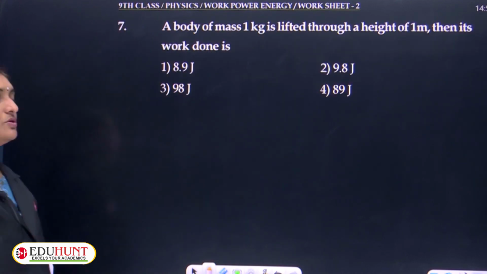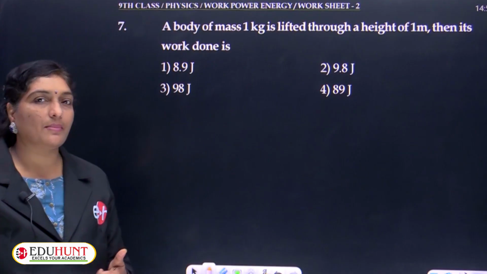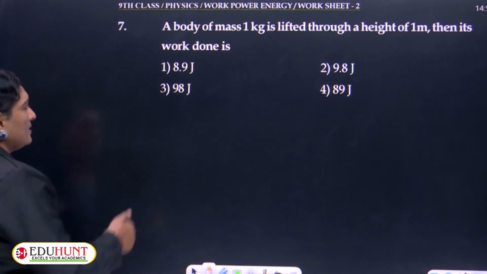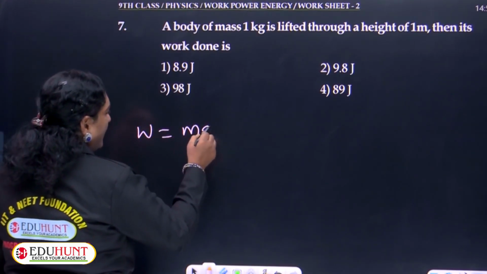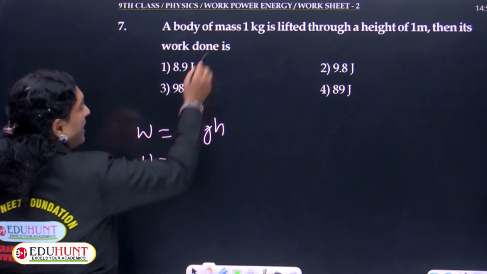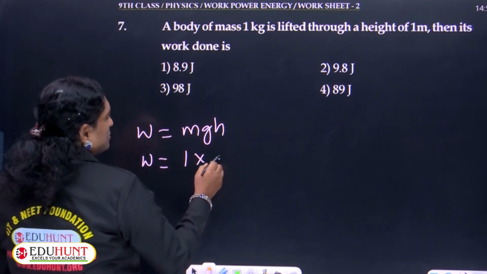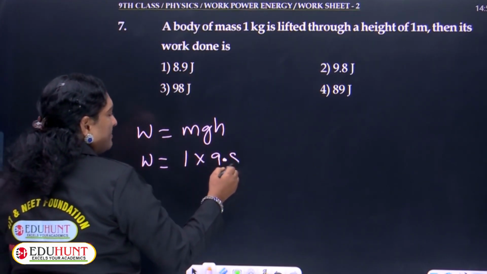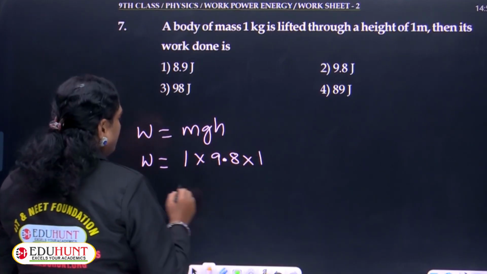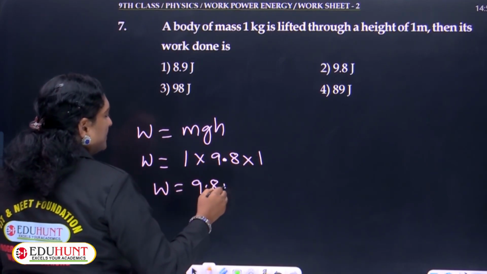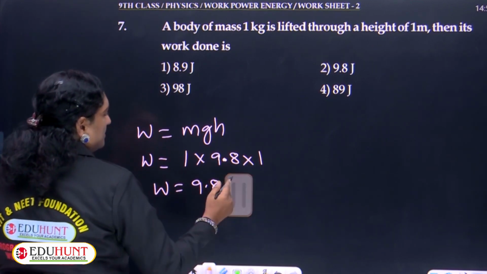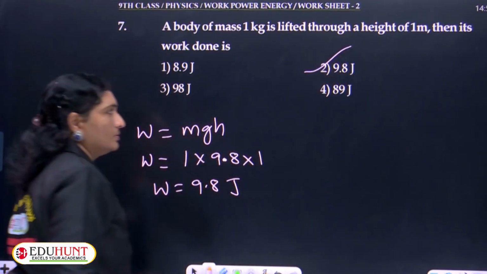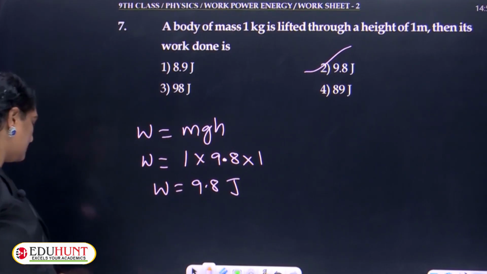So moving ahead with the next question, a body of mass 1 kg. What is the mass given? 1 kg is lifted through a height of 1 meter. Then its work done is. So lifting condition, work done formula is mgh, whose mass is given as 1 kg. Acceleration due to gravity, options is the multiple of 9.8. So I am taking it as 9.8 and height is 1 meter. So work done is equal to 9.8 joules. Units of work done is joules.